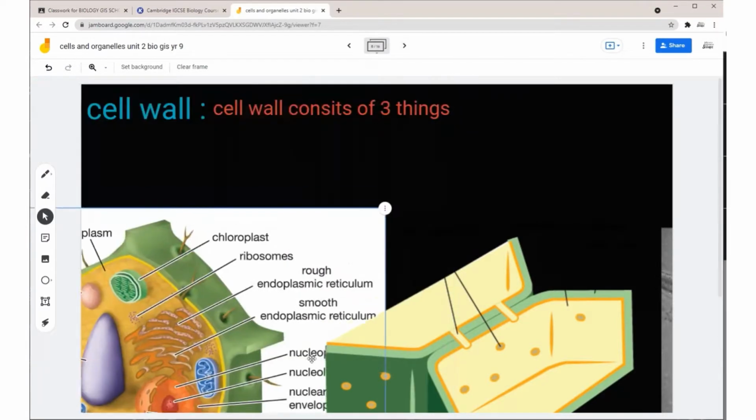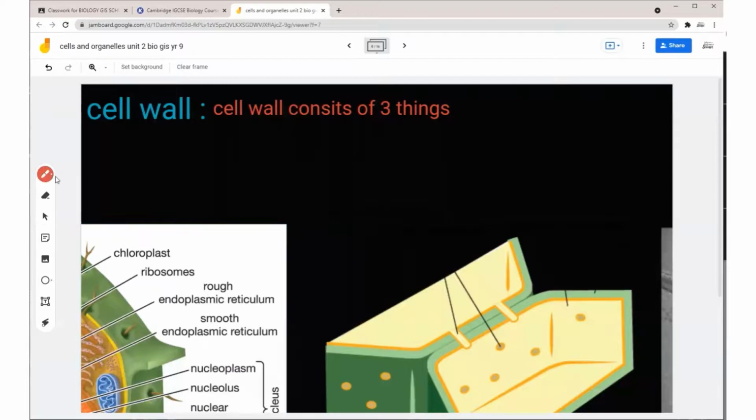It's here. Cell wall consists of a primary cell wall, a secondary cell wall, and plasmodesmata. What's the word?